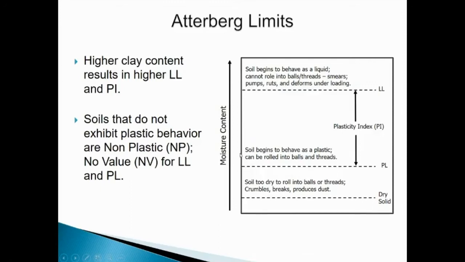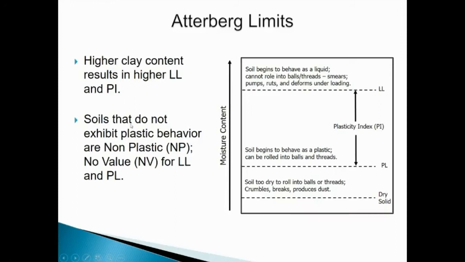We then continue to increase the moisture content of that soil, and we will be able to continue to roll it into balls and threads up to a point. And once we reach a point where the soil begins to behave as a liquid, we can no longer roll it, it smears, or in the field during construction, that soil will pump, rut, and deform under loading. Then we have achieved approximately our liquid limit moisture content. And then this range of moisture content where our soil behaves as a plastic and we can roll it, we can form it into balls and threads and ribbons, that range in moisture content is referred to as our plasticity index.